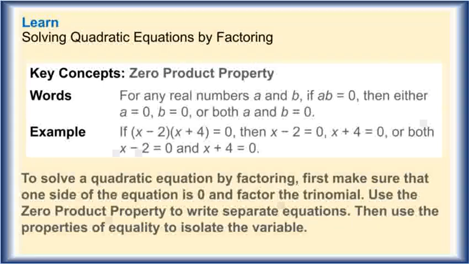So the zero product property: for any real numbers a and b, if a times b is 0, then either a is 0, b is 0, or both a and b are 0. So when you do it in factored form, you want to find the zeros, meaning your y is equal to 0. So when you factor it, you have two binomials, make them each equal to 0, and then solve for x.